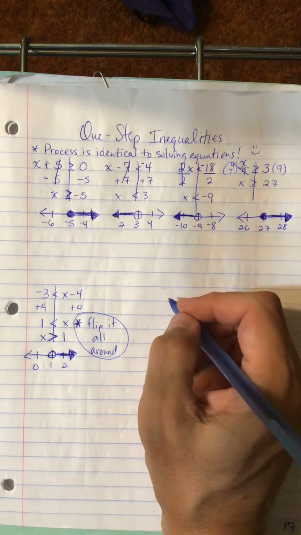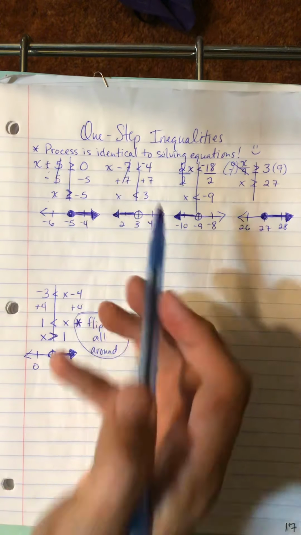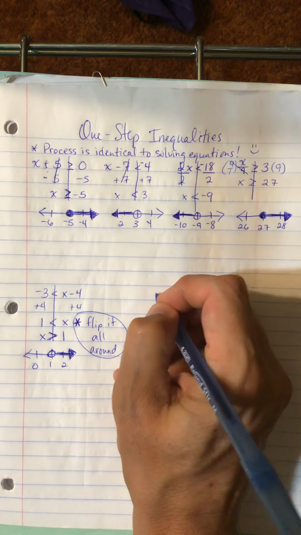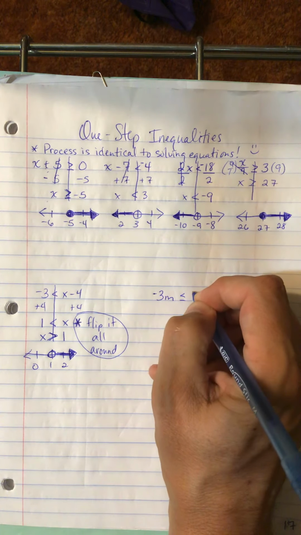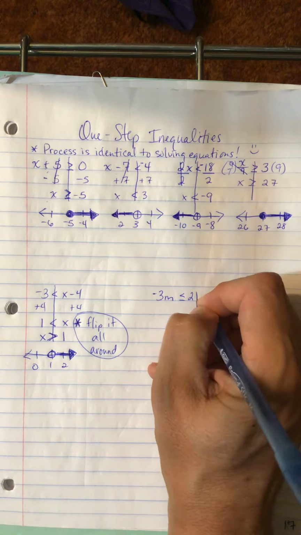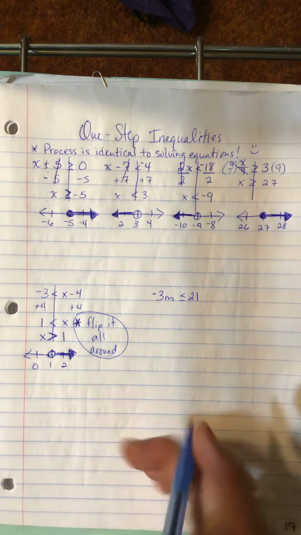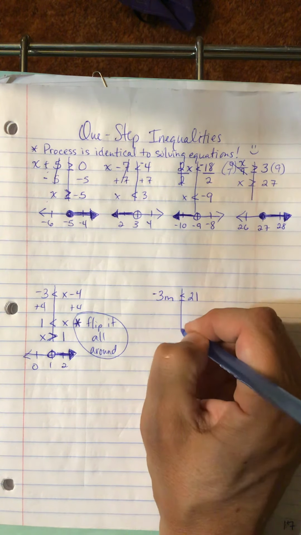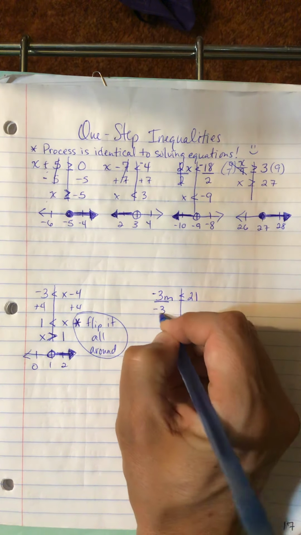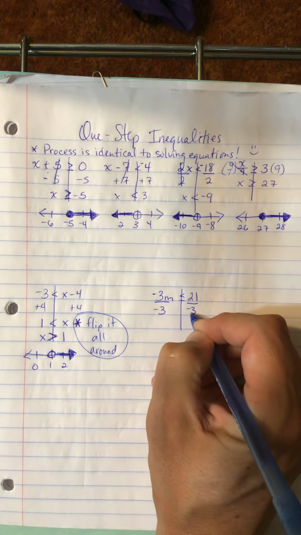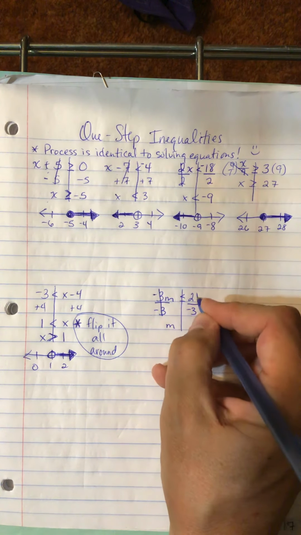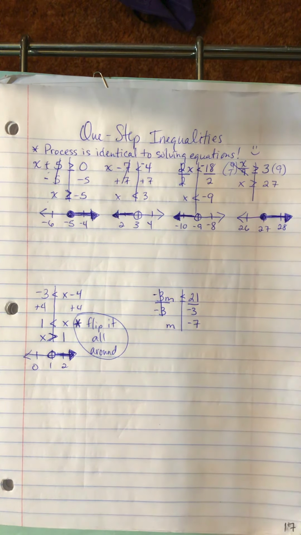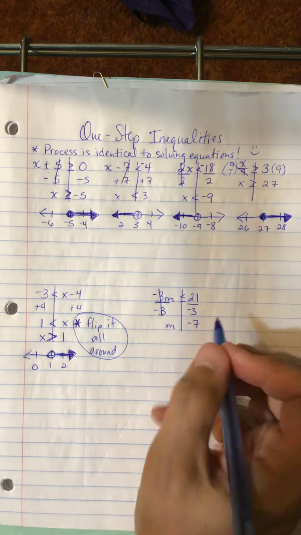One other thing to look at. Now, this doesn't affect addition or subtraction, but let's say we have something like negative 3m is less than or equal to 21. If I'm going to solve this equation, I need to divide both sides by negative 3. Negative 3 divided by negative 3 is 1, so we have m. Over on the right side, we would have negative 7, just like we always would.